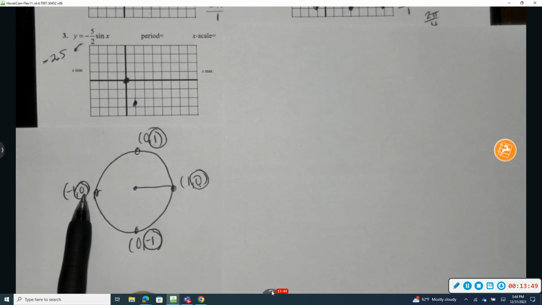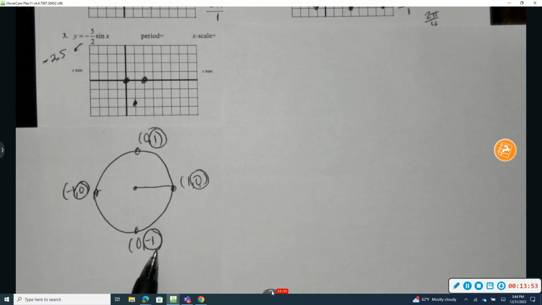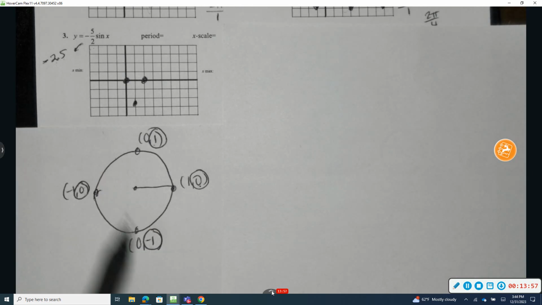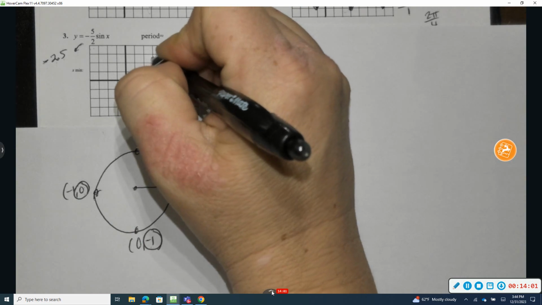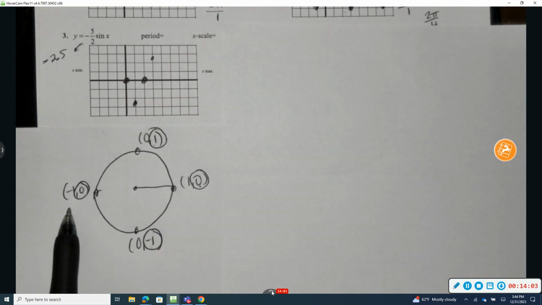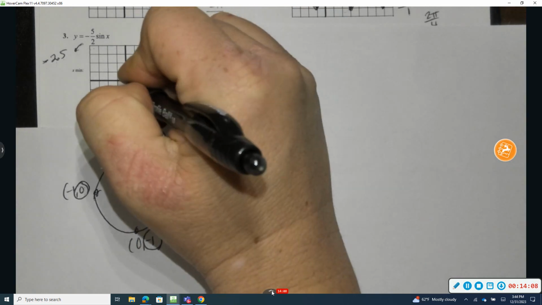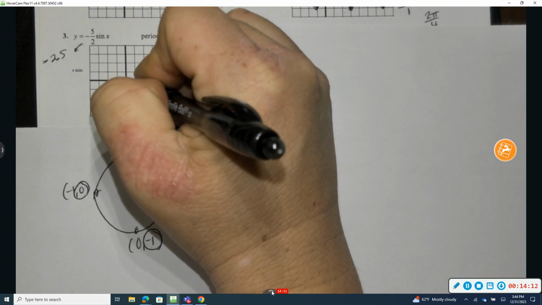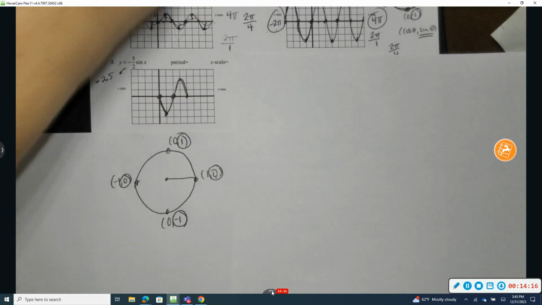Okay, step 2 is at 0. 0 times negative 2.5 is still 0. Step number 3, negative 2.5 times negative 1, a negative times a negative is a positive 2.5. And step 4, 0 times negative 2.5 is still 0.